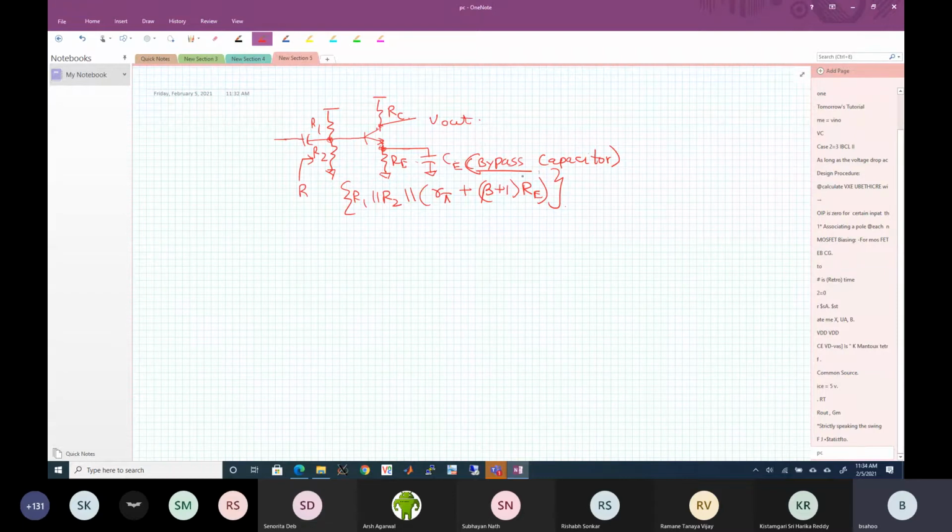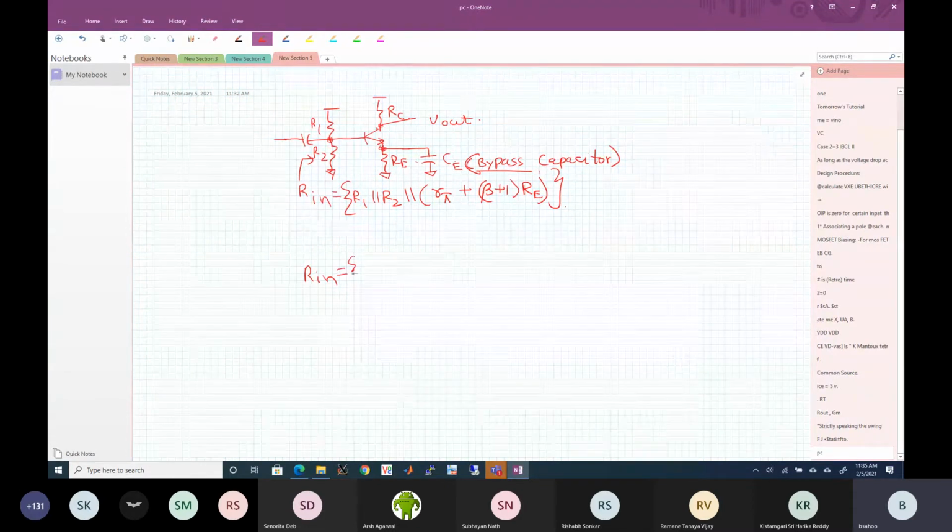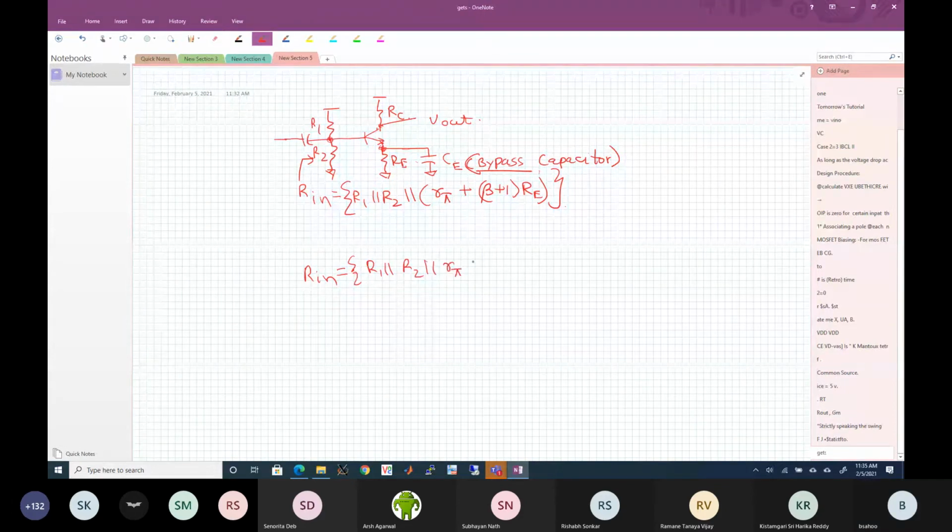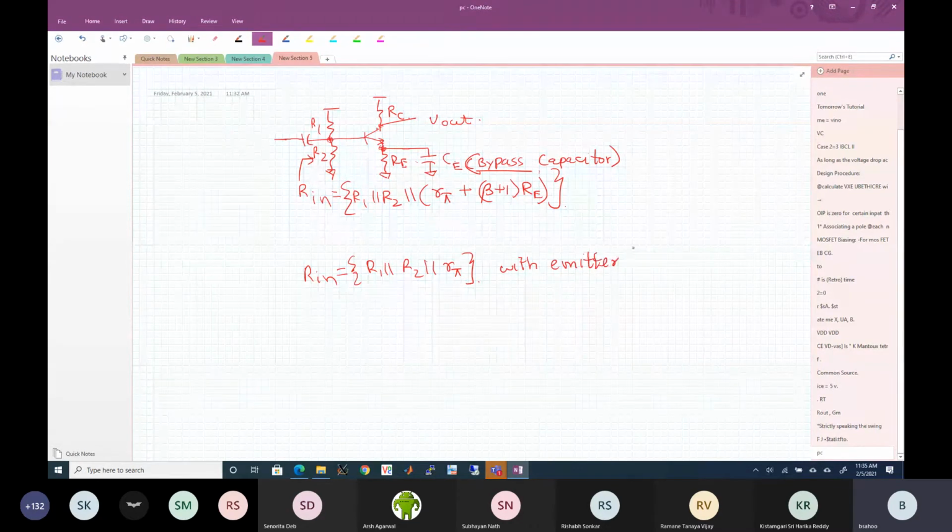In case of a bypass capacitor, Rin is again going to be the older one. Rin will be equal to R1 parallel R2 parallel R pi. Okay, with emitter, or in case of a MOSFET, a source bypass capacitor.